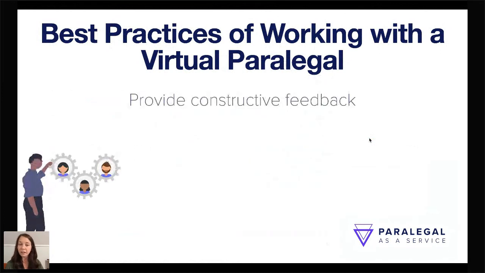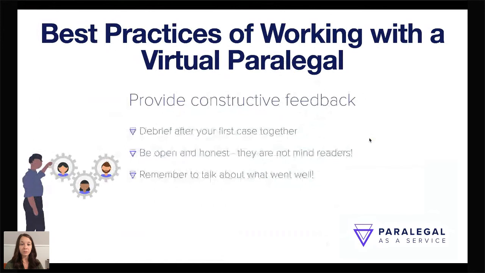Things like providing constructive feedback. After your first case together, maybe you debrief. Being open and honest. They're not mind readers, but they are very hard workers and they want to do what you need them to do. And sometimes that could just be a matter of miscommunication and not understanding what needs to be done. So I think it's good to always touch base and discuss what is going on in the case and making sure that everyone is very clear on the expectations and what should be done.